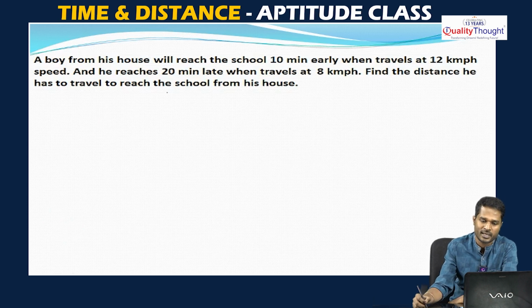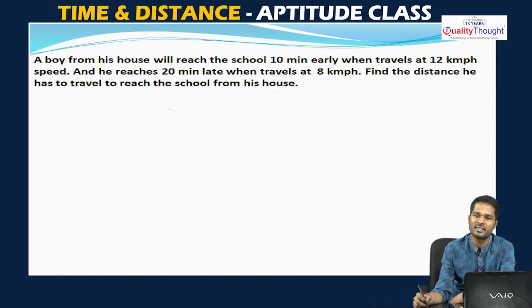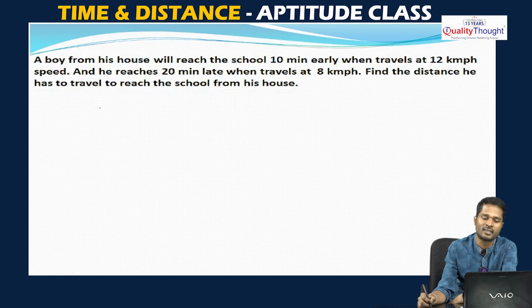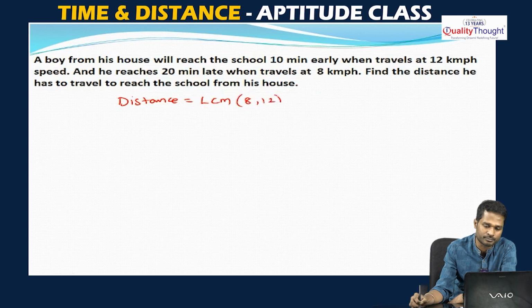Now let's see. To find the distance, take the LCM of both the speeds he has given. This is not the actual distance, it is just a distance I am assuming, based on the speeds they are traveling. So the distance is the LCM of 8 and 12, that is equal to 24 kilometers. Let's consider this as the distance the boy has traveled.